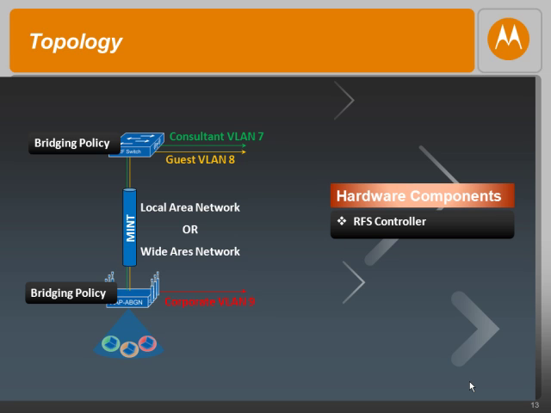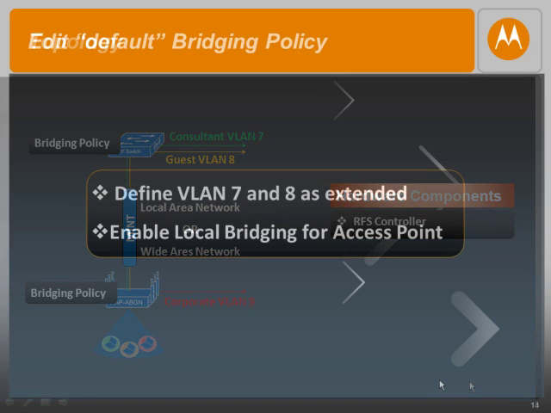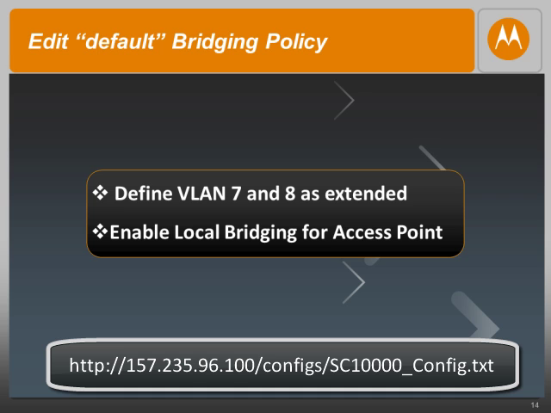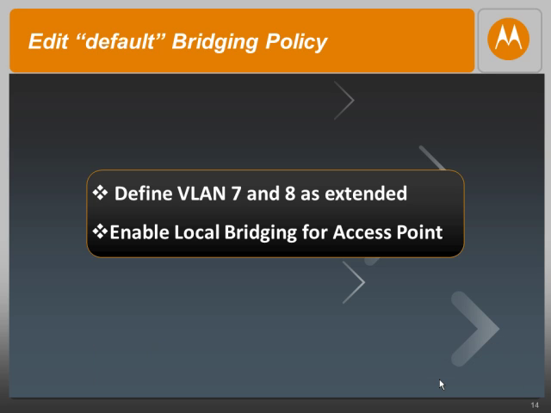In screencast SC10000, we created and configured 3 VLANs. In today's screencast, we are going to define how these VLANs are extended over the network. I have loaded the configuration file from screencast SC10000. We will now edit the default bridging policy to ensure that VLAN 7 and VLAN 8 are extended over the network, and we'll also make sure that local bridging is enabled on the access point.